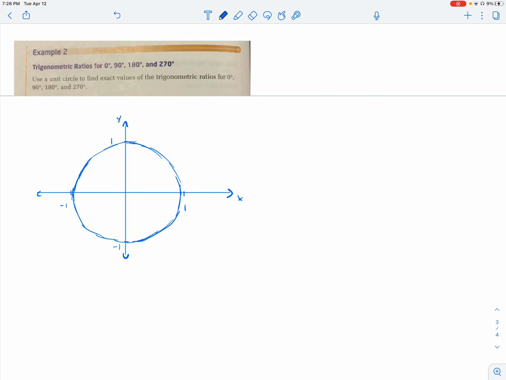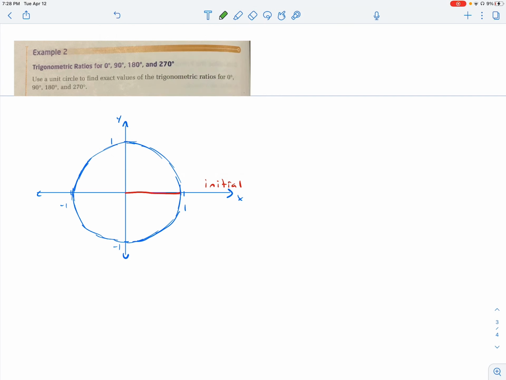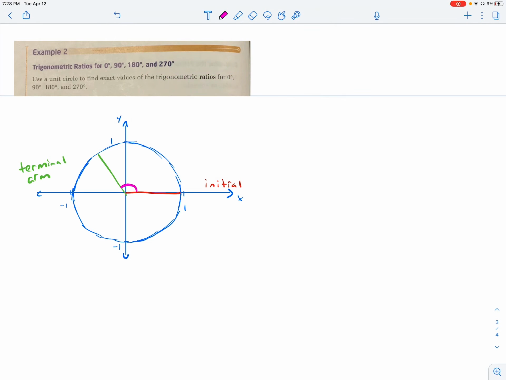So the unit circle, this is how we use it. We first draw the initial arm, right? That's called the initial arm. And from that, we draw any angle to our terminal arm. I'm going to make the terminal arm in green, let's say. Okay. So if the terminal arm ends up here, then this measure, that's the angle in standard position.